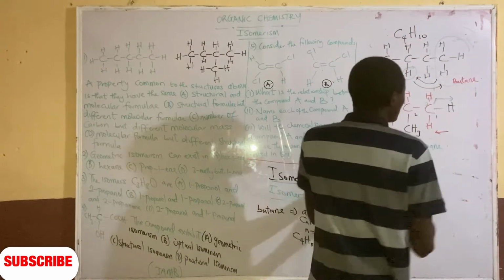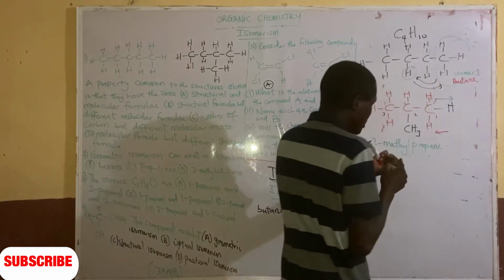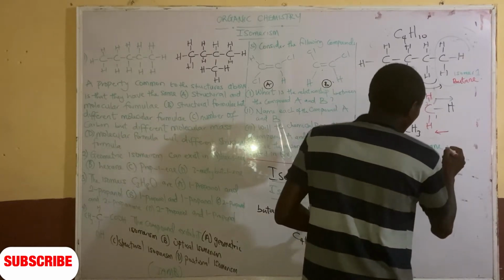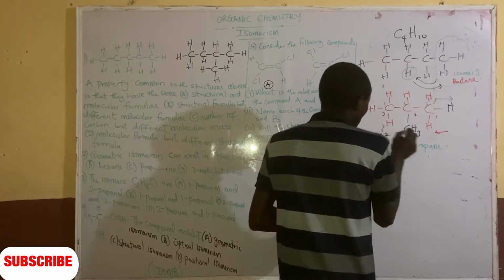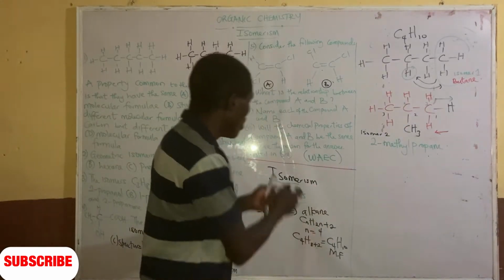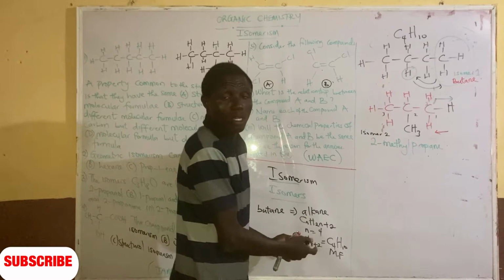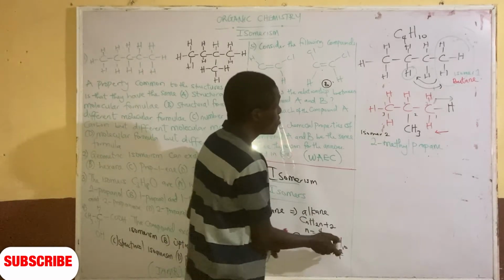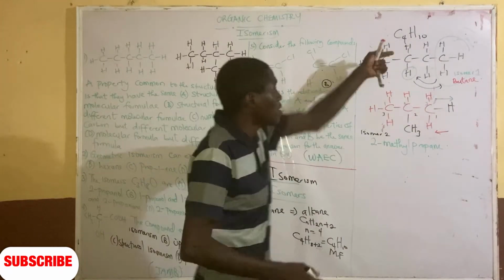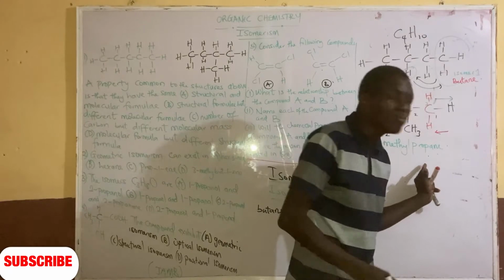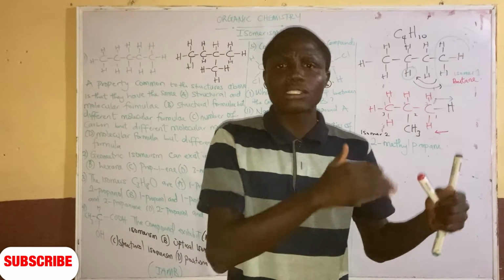Now isomer 1 is what? The first isomer of butane is butane itself, and the second isomer of butane is 2-methyl propane. Now this is what we call isomers. Isomers are compounds which have the same molecular formula. As you can see, C4H10. This one has C4H10. This also has C4H10. But they have different structures. And this one is butane, and this one is 2-methyl propane. Well, that's that about isomerism.